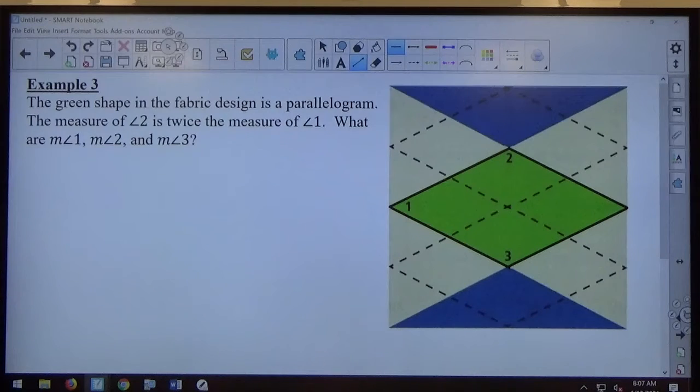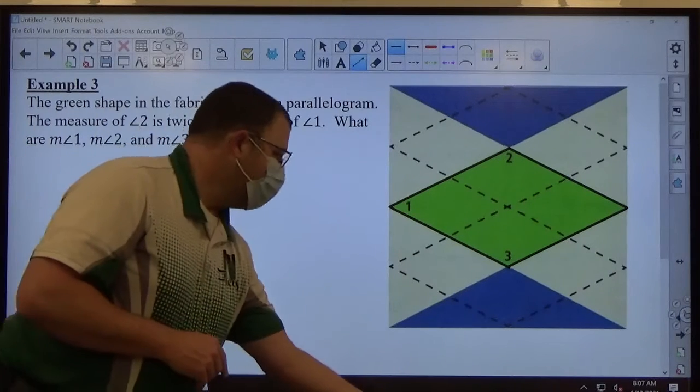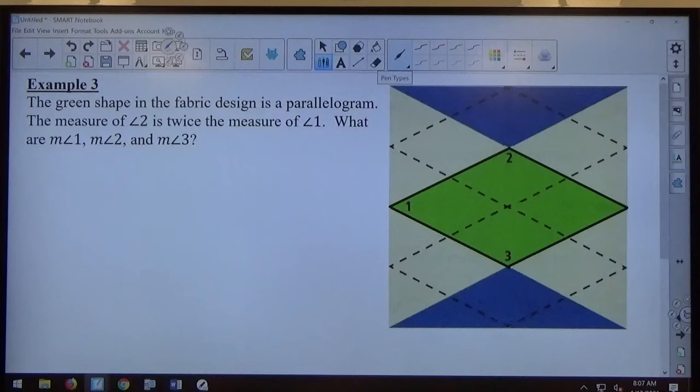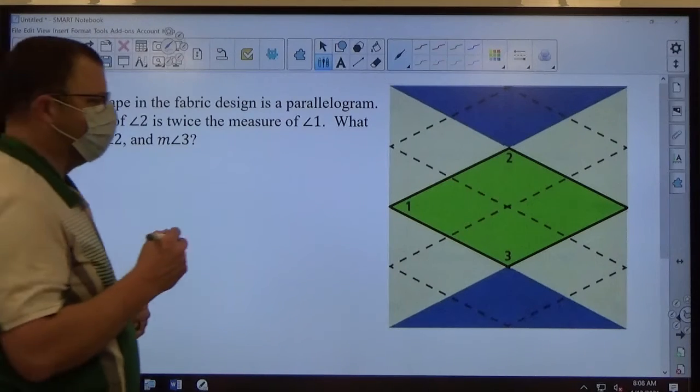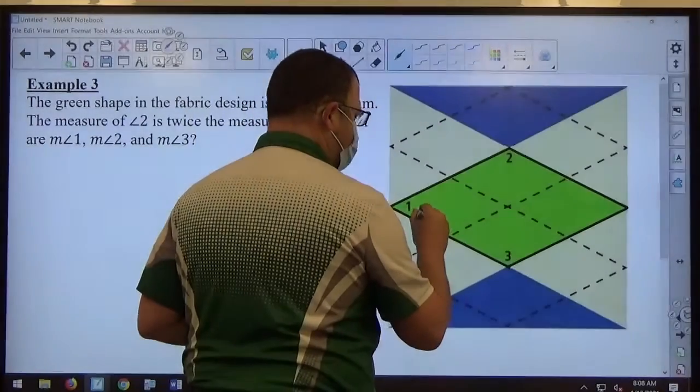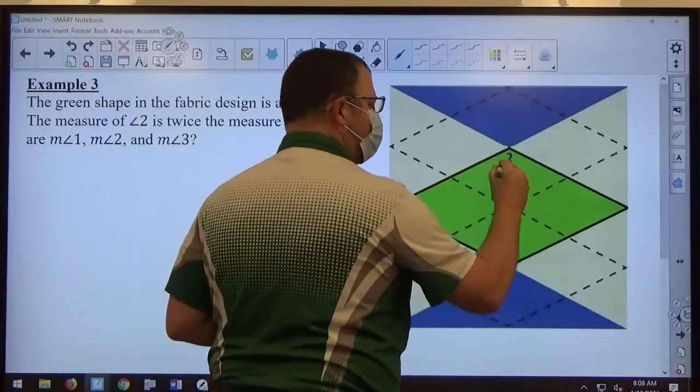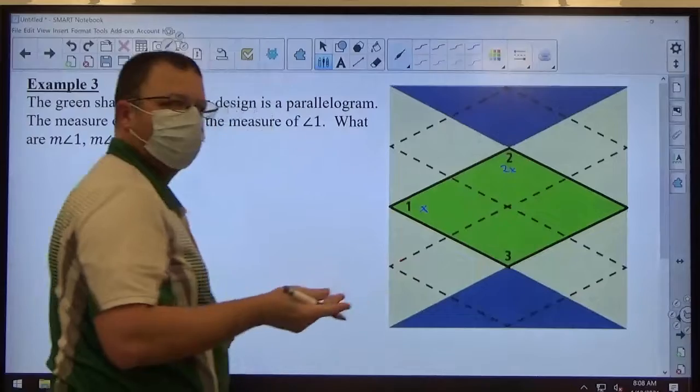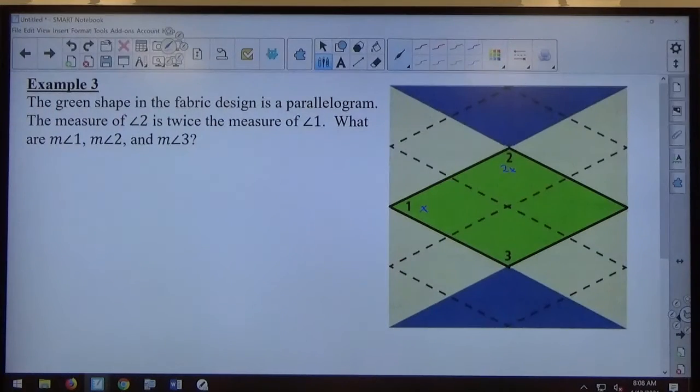congruent, consecutive angles supplementary, opposite angles congruent, and diagonals bisect each other. They tell us that the measure of angle 2 is twice the measure of angle 1, so they're not telling us the measures exactly, but if angle 1 is, let's say, x degrees, angle 2 is going to be 2x degrees. So angle 2 is twice as big as angle 1. And they want to know the measures of angles 1, 2, and 3.